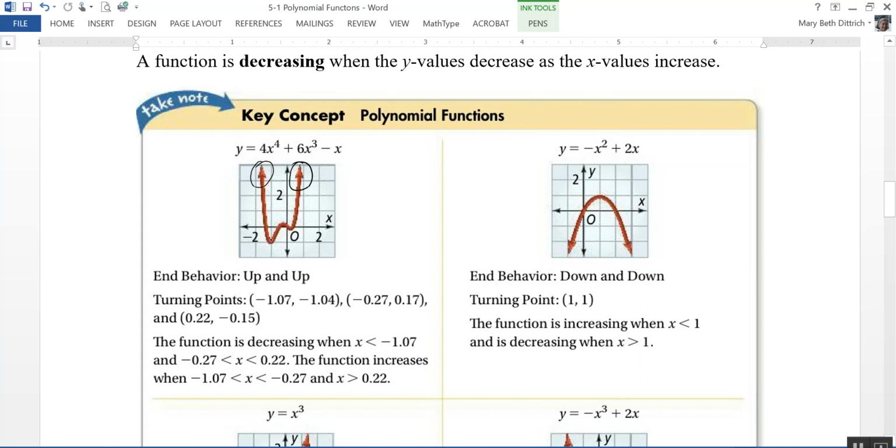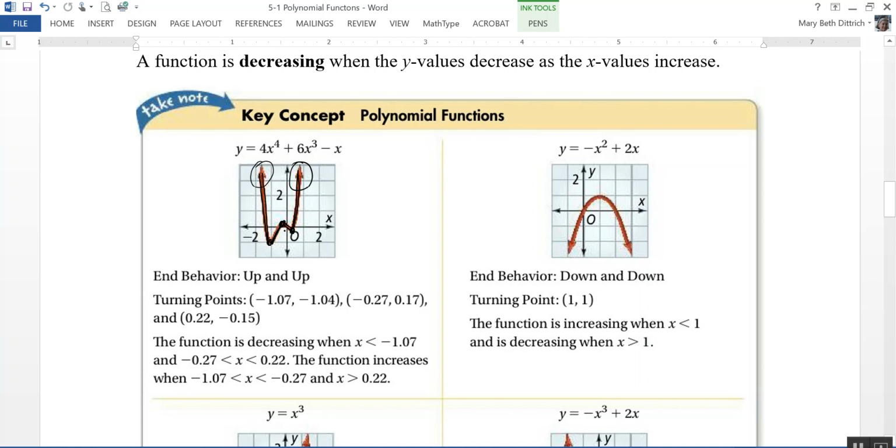The turning points would be at these points right here, which they approximated probably using a calculator. That's where the graph goes from going down, and at this turning point it starts going up, at this turning point it starts going down, and at this turning point it starts going up again. We say that the function is decreasing on this interval here and on this little interval here. That's where it's going down. And then it would be increasing on this interval here and this interval here.